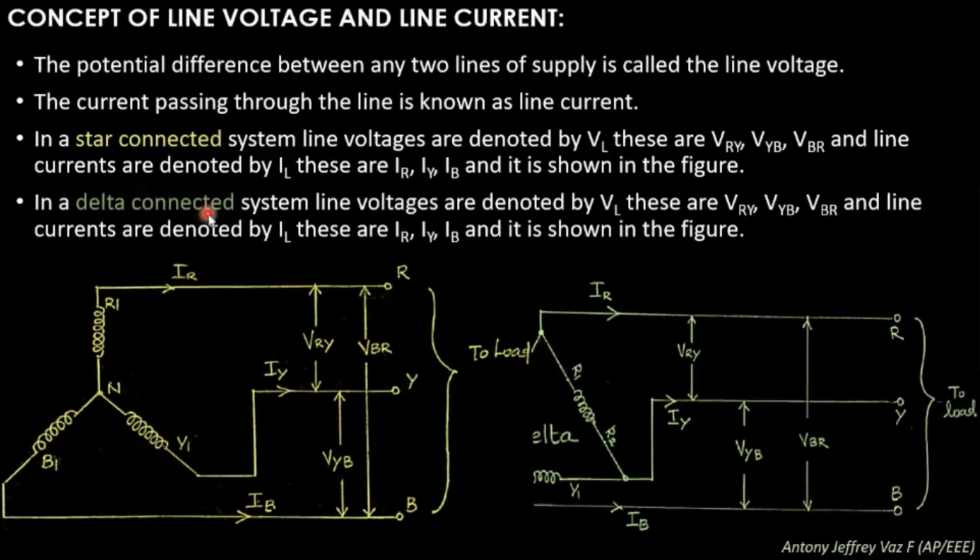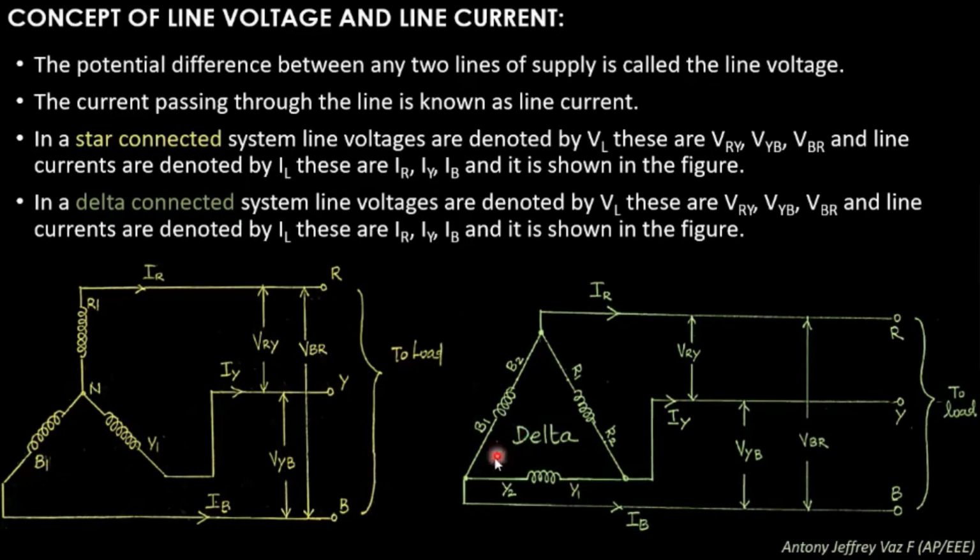Then, in delta connected systems, the line voltages are denoted by VL and these are represented as VRY, VYB, VBR. And the line currents are denoted by IL. These are IR, IY, IB, and it is shown in the figure. Now the figure is clear. Here is the delta connection, and you can see the ends R1, B2, B1, Y2, Y1, R2 are connected, and the three ends are taken out to form R, Y and B.